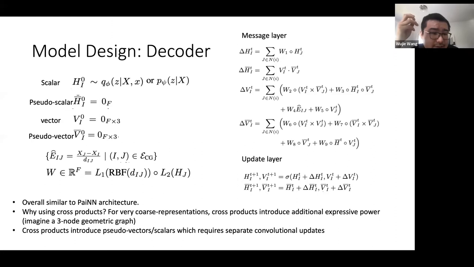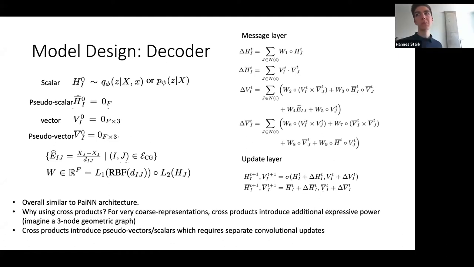I think the essential difference is that we incorporate some pseudo features. The reason why I want to incorporate pseudo features is the following. The goal of our model is that we want our model to work even when the representation is extremely coarse. So imagine you have a large protein and we want to coarse grain it into 3 beads.